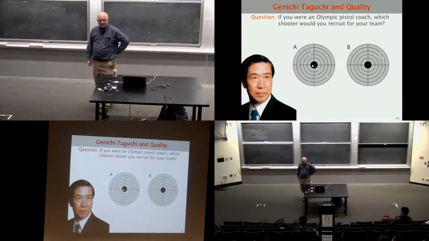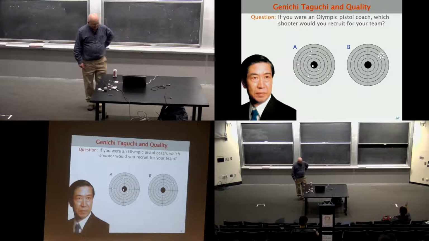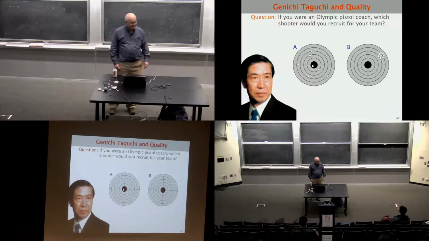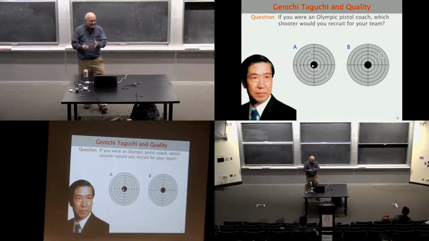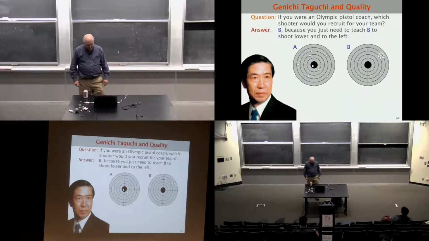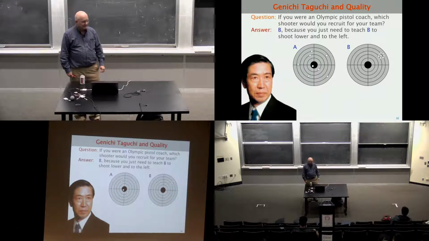Who do you want on your team, A or B? You would pick B, because you could adjust the sights. It's easy to tell him what to do. You adjust the sights, you teach him to shoot a little bit lower to the left. It's easy to diagnose what his problem is, and that's all you have to do. What do you do for A? It's not clear what you do.